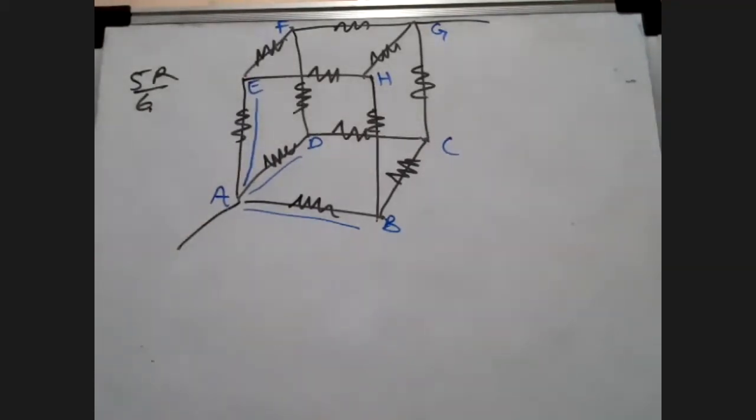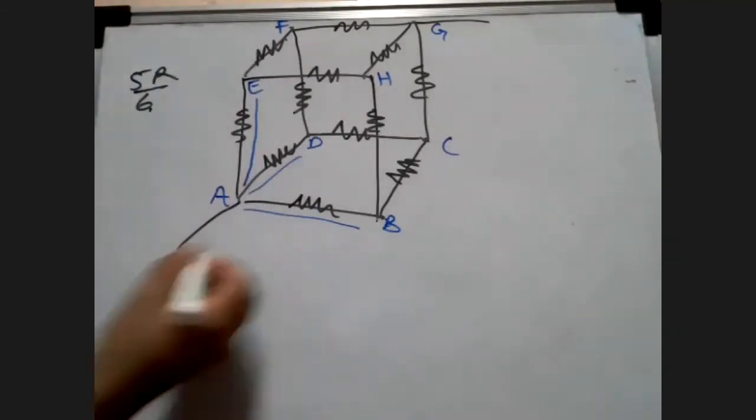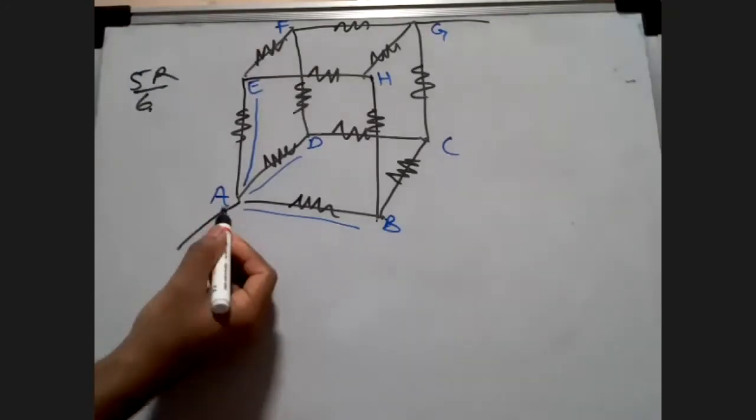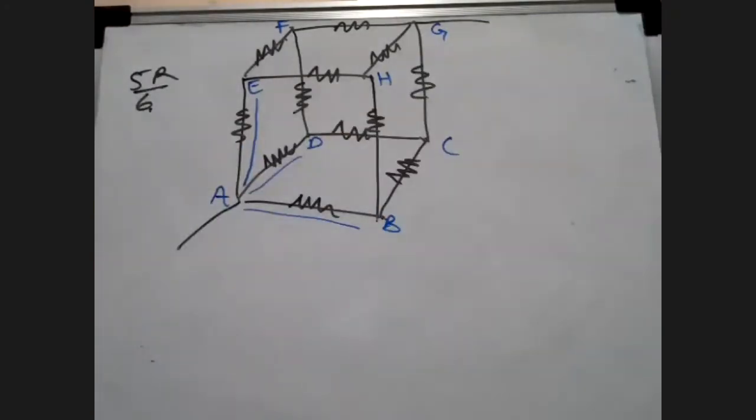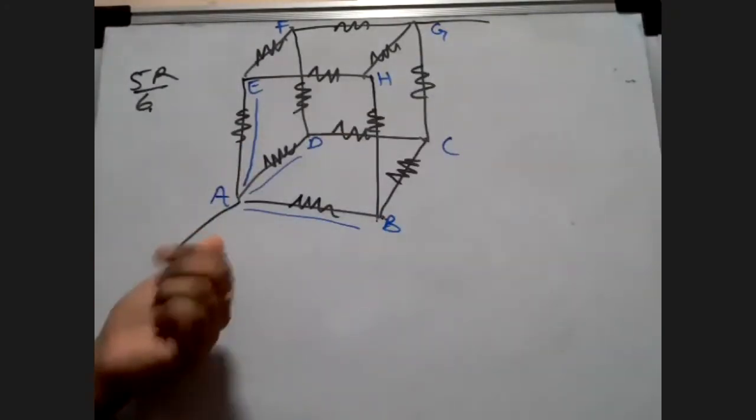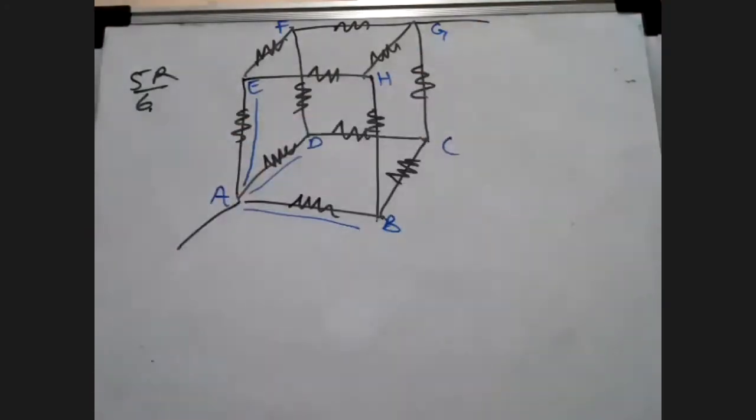What I want to tell you all about is the potential difference. Before that, we have to go from A to G. That is our destination. A is the starting point and G over there is the ending point. So what is the way to reach G?